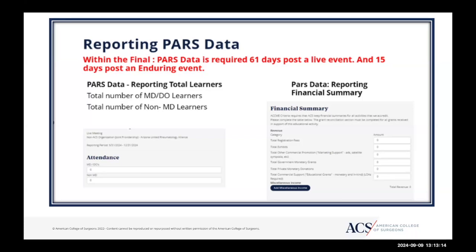And PARS data, as you can see on the screen, includes the total number of learners, by MD-DO learners and by non-MD learners. Also listed here are examples of financial data, which include any revenue, commercial support, and another example is monetary income from exhibits.